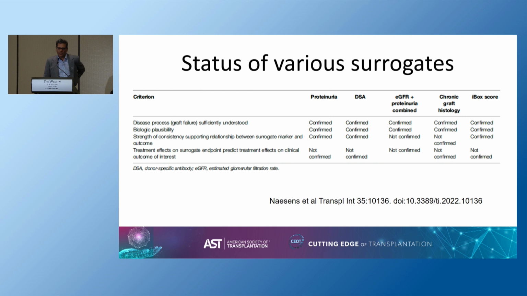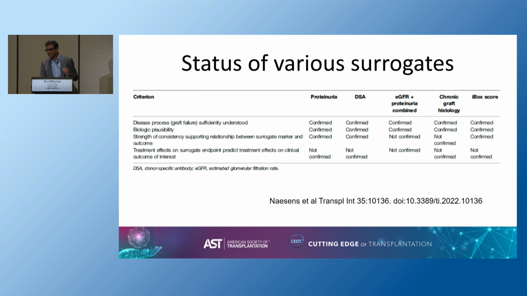This is just a scorecard from Martin Nasons about the status of current surrogates. And so basically you can see the criteria listed on the left, or that'd be your right. And then you can see that the iBox, which is a composite endpoint, is the farthest along in terms of being confirmed as a surrogate outcome. I'm going to come back and talk about GFR with or without proteinuria a little bit here in the last couple of minutes, because as we all know, in the clazakizumab trial, this has been advanced as a reasonably likely surrogate in that trial.